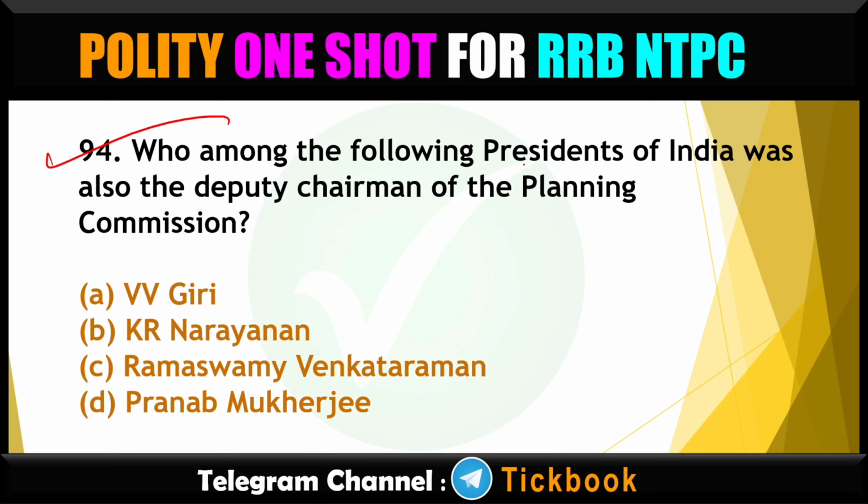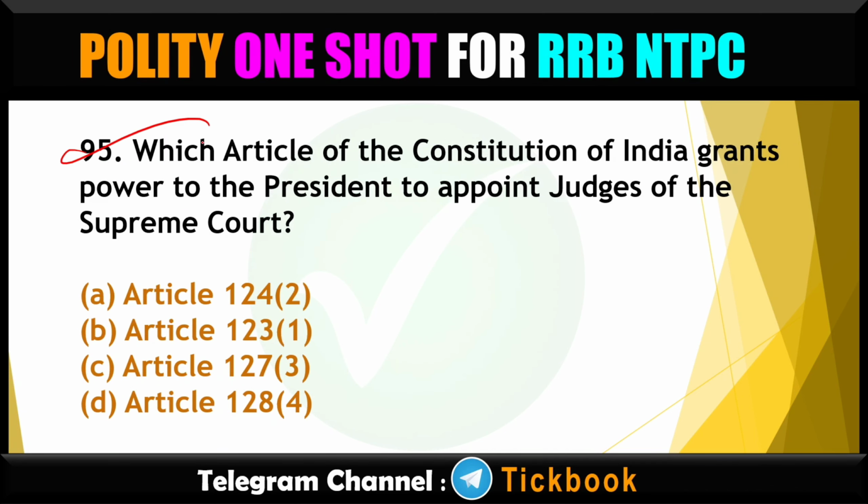94. Who among the following presidents of India was also the deputy chairman of the Planning Commission? Option number D is the right answer, Pranab Mukherjee. 95. Which article of the Constitution of India grants power to the President to appoint judges of the Supreme Court?